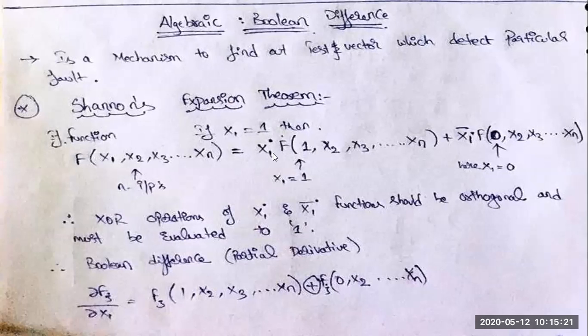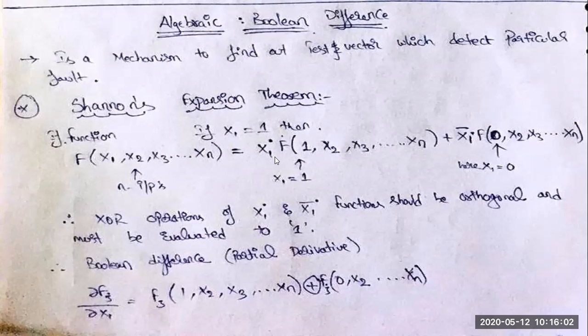So what does this determine? We are going to apply the input x1. If the input x1 is equal to 1, then I take the function notation x1 dot f of 1 comma x2 comma x3 comma and so on xn, plus x1 bar f of 0 comma x2 comma x3 comma and so on xn. If x1 equals 1, x1 bar is denoted as 0.